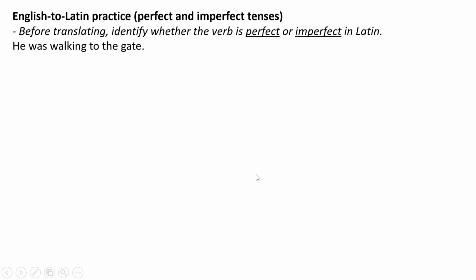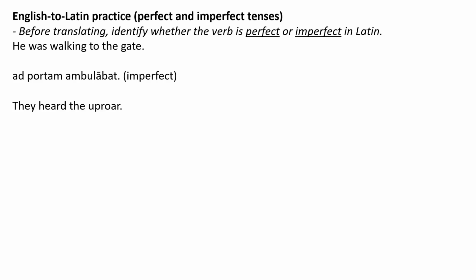He was walking to the gate. So was walking is that imperfect tense. So this sentence translates as ad portam ambulabat. Ambulabat with the BA for the imperfect tense. The T on the end tells you it's he, she, or it. And of course ad is always followed by the accusative case. So we have portam.